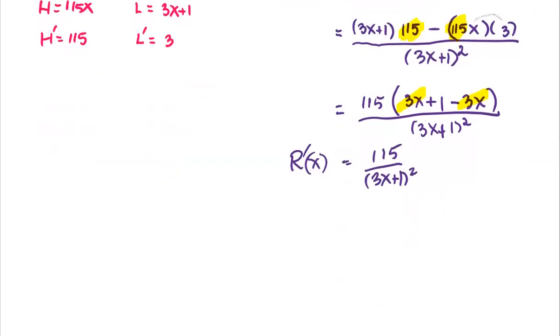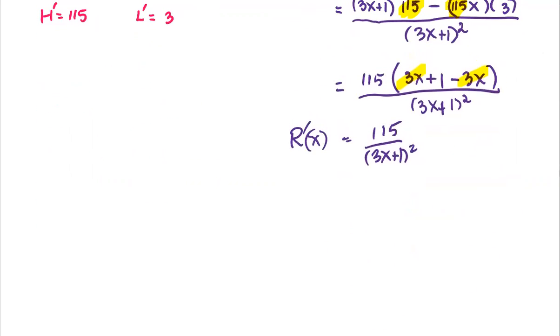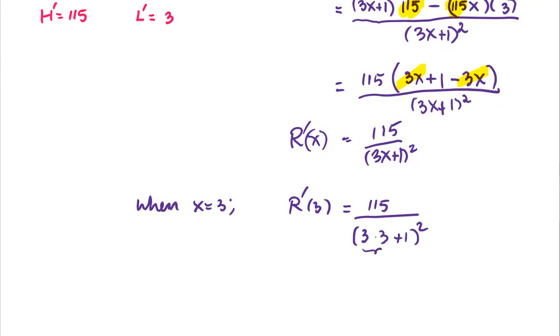Okay, the general part is done. The problem asks you to find the marginal revenue when x equals 3. That's what we have to finish off for the problem. So R prime at 3 equals 115 divided by 3 times 3 plus 1 squared. 3 times 3, that's 9. 9 plus 1, that's 10. So we get 115 divided by 10 squared, or 115 divided by 100. And the answer is just 1.15. So this is the marginal revenue when x equals 3.